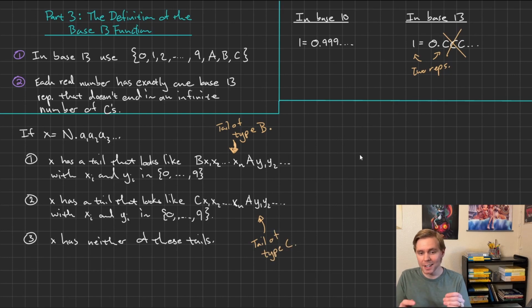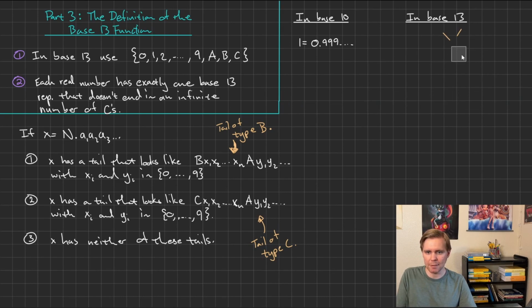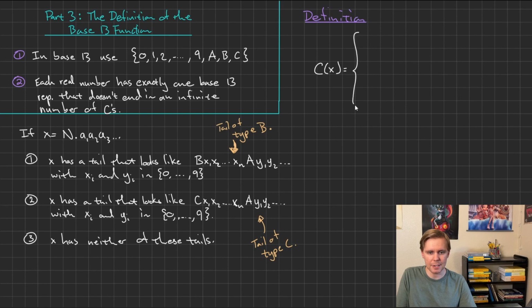Okay, so finally we've reached the point where we can actually define this function. So we're going to go ahead and do that. I'm going to erase this part up here. We don't really need this anymore, just so we have a nice open space to define this function. So here we go, definition. Let's use a C for Conway for this function. So let's say that C of x is defined as follows.